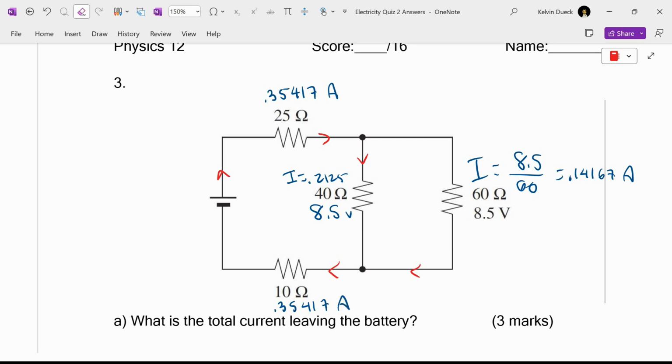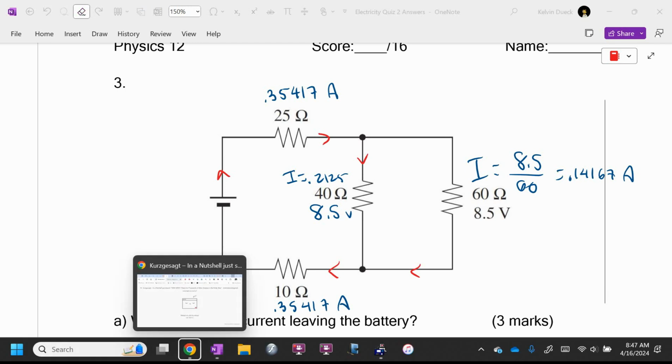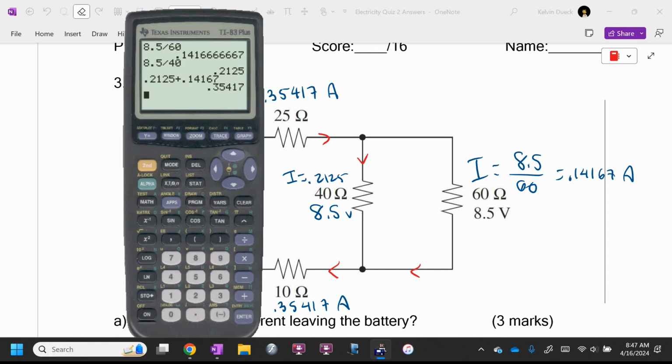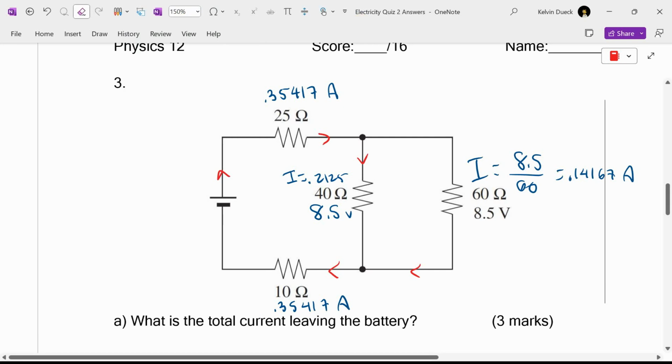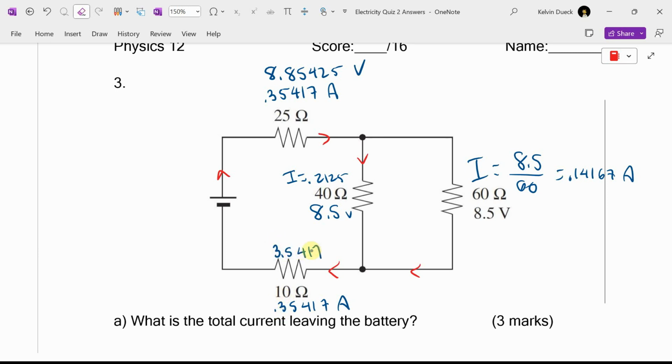I know two things. Now I can find the voltage up top. The voltage up top is going to be that number times 25, I times R. I have 8.85425 volts. How many volts in the bottom? It's going to be I times R. It's going to be 3.5417 volts. And now I'm good.